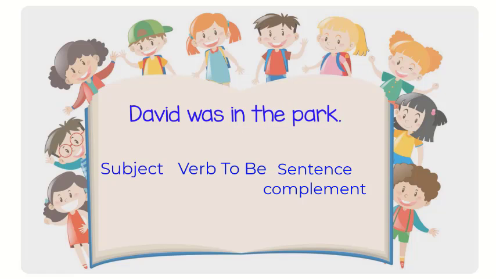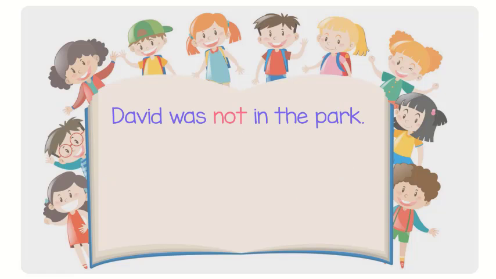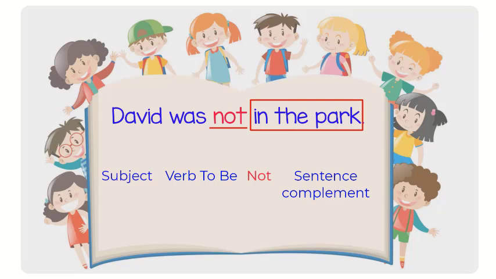Now let's see it in the negative form. David was not in the park. Well, we put not after the verb. We have the subject, verb, not, and the sentence complement.